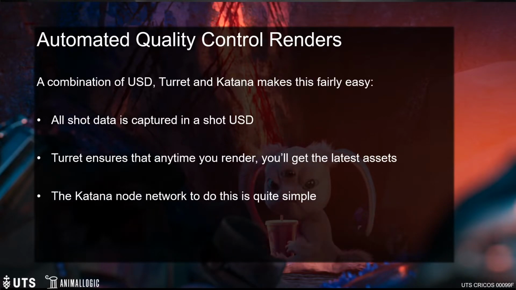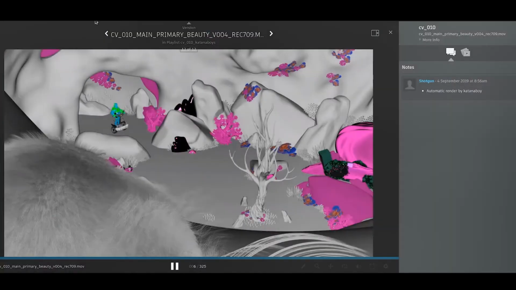We use a combination of USD, Turret, and Katana to make this pretty easy. All of our shot data is captured in a shot USD. So in terms of loading the shot, there's just one document to load. Asset Resolver Turret ensures that anytime you render, you'll get all the latest assets. The Katana node network to do this is quite simple.